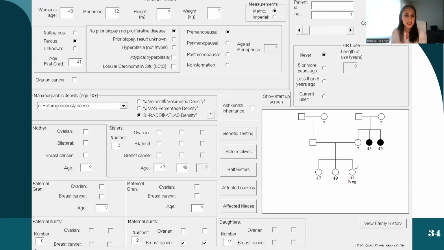So in this case, the woman that I am calculating her IBIS score or Tyrer-Cuzick score is, she's 43, got her first period at the age of 12, unknown height or weight. She had her first child at the age of 41. She's had no breast biopsies. She is premenopausal, meaning she still gets her periods. Her breast tissue is considered to be heterogeneously dense, and that could be obtained from a mammography report. And I detail here the family history we do know. She has 2 sisters.